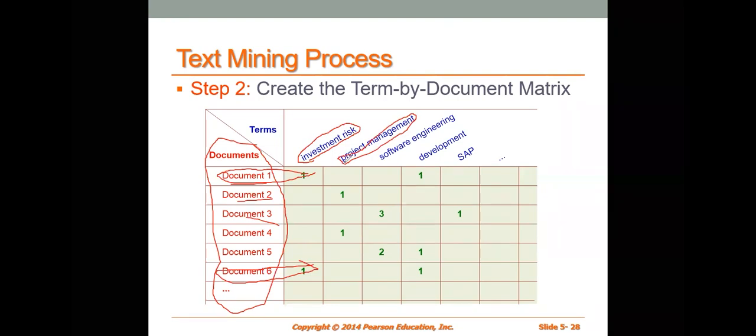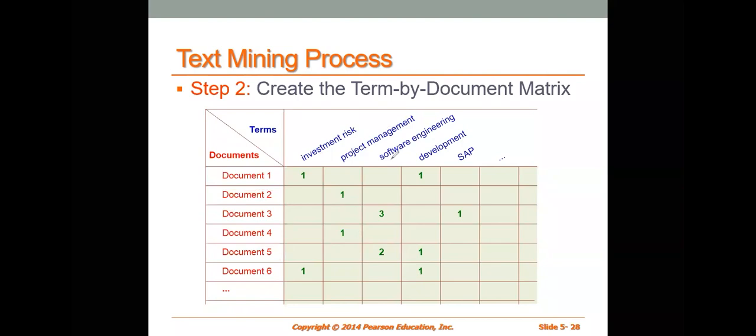The term project management is in which document? 2 and 4. 2 and 4, very good. Now the software engineering term, the terminology of software engineering, is in which document? Document number 3, and 5. Okay, what do you mean by this? Why have they increased the number? This is 3 and this is 2.